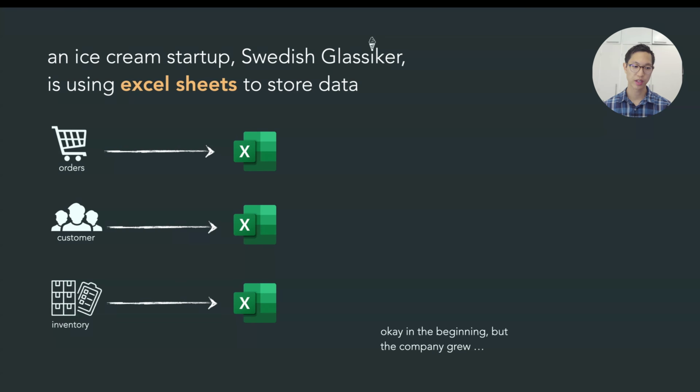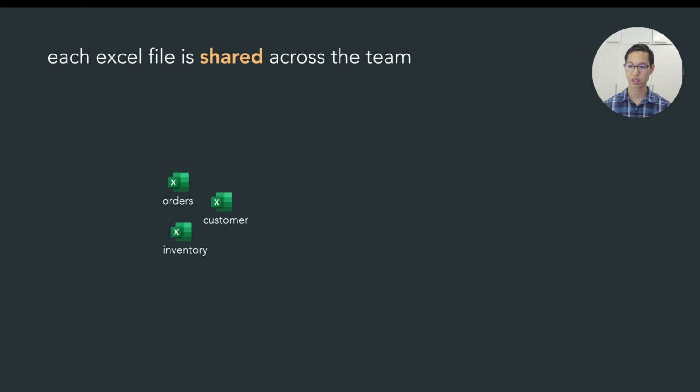It's no problem in the beginning, but the company grew. This was really a classic. People really like this ice cream. They ordered a lot and we got a lot of customers. And then when we did that, we needed to employ more people. The thing is, we have a team now. Each Excel file is shared across the team. We have orders, we have customers, we have inventory when the business is growing.